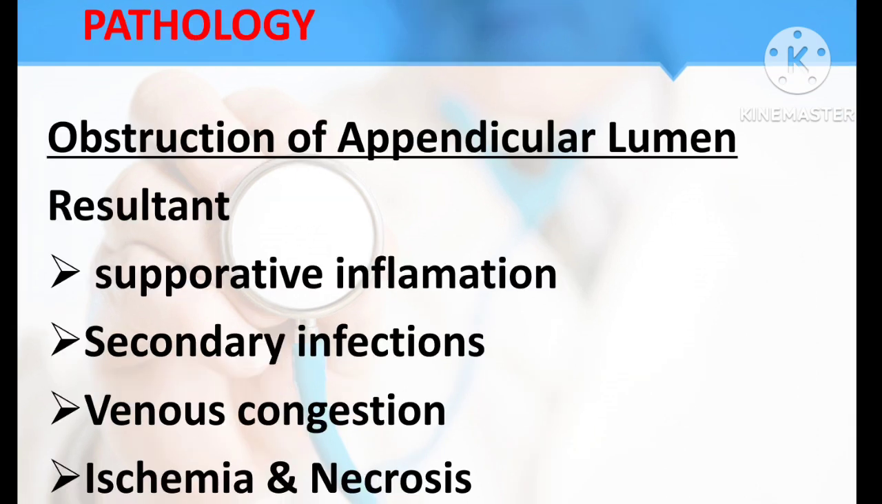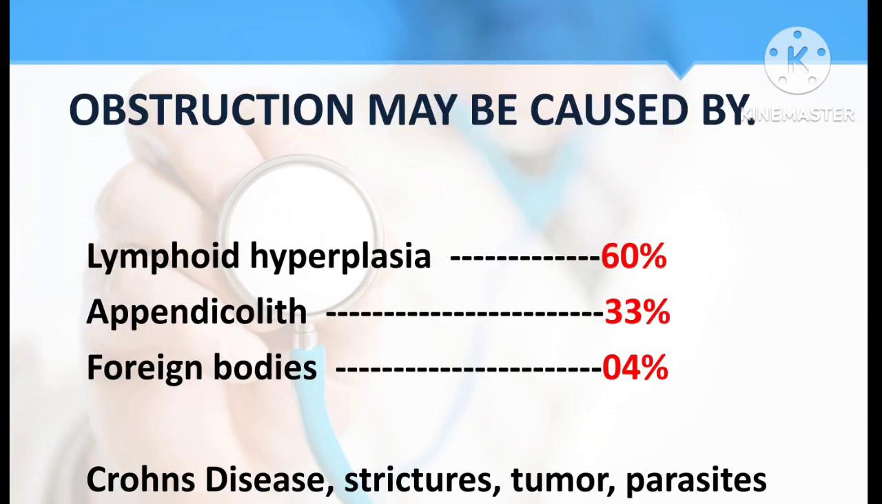Appendicitis is typically caused by obstruction of the appendicular lumen with resultant buildup of fluid, suppurative inflammation, secondary infection, venous congestion, ischemia and necrosis. Obstruction may be caused by lymphoid hyperplasia, 60%, appendicolith, 33%, foreign bodies, 4%, and may also be due to Crohn's disease, strictures, tumors, and parasite infestations.